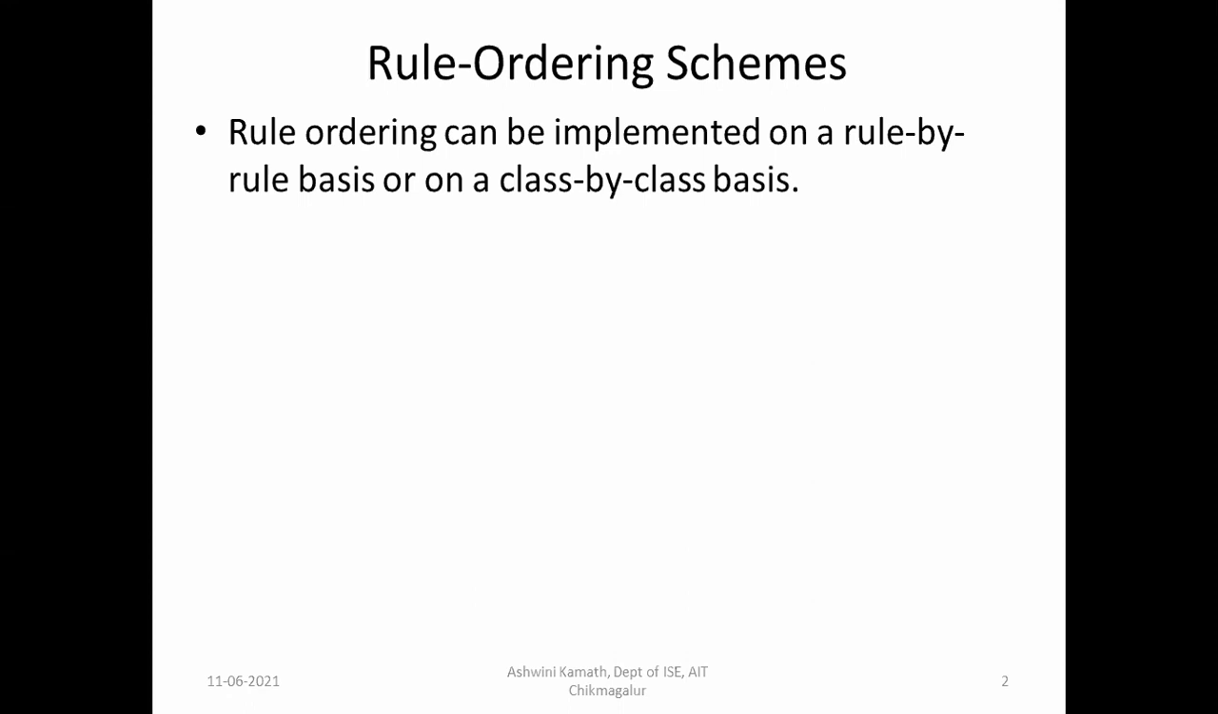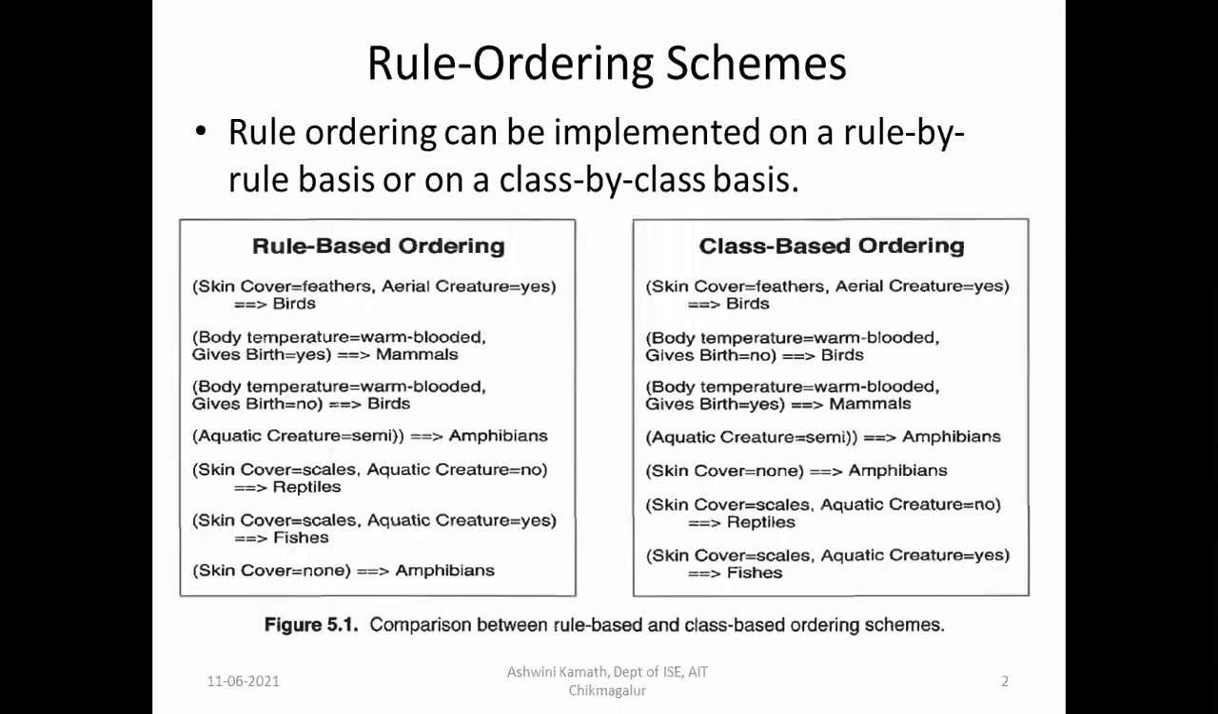Let us see the difference between these two, rule by rule basis and class by class basis, with an example. In rule based ordering, you can see here, skin cover is equal to feathers, aerial creature is equal to yes, then it will be birds. Then body temperature is equal to warm blooded, gives birth is equal to yes, it's mammals. Body temperature is equal to warm blooded, gives birth is equal to no, it is birds. So here we are checking the values of attributes and we are creating rules here.